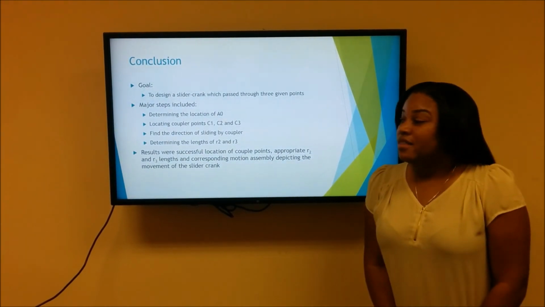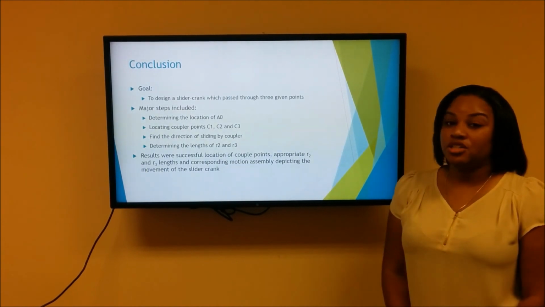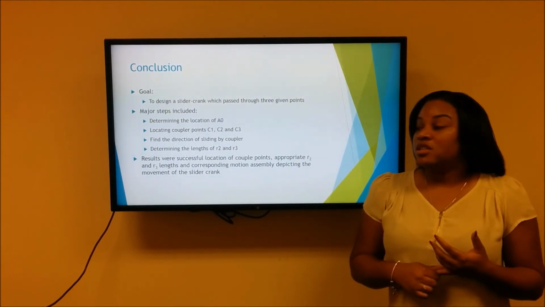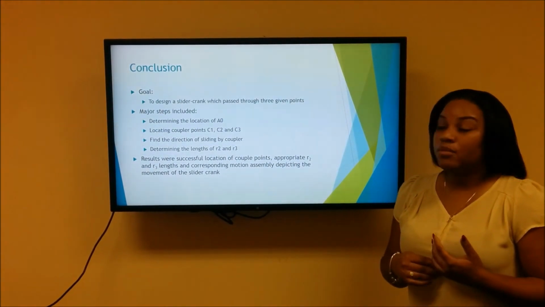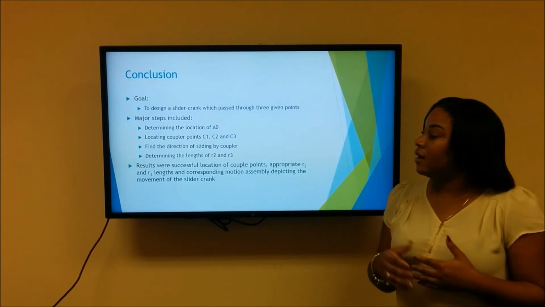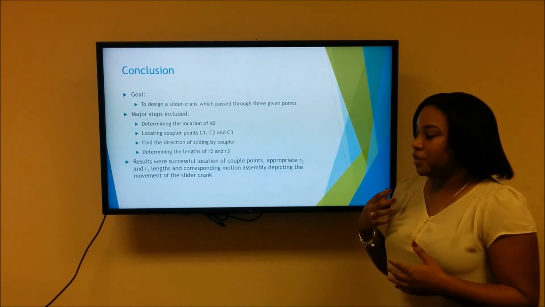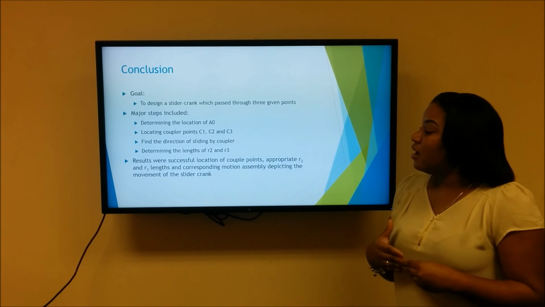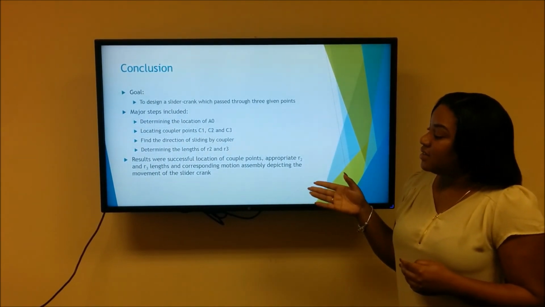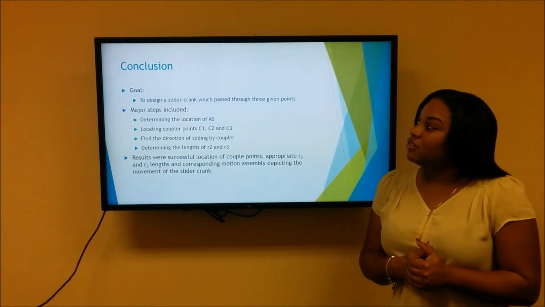And in conclusion, the goal was to design a slider crank which passed through 3 initial given points. The major steps included determining the location of A0, calculating coupler points C1, C2, and C3, finding the direction of the sliding coupler, and determining the lengths R2 and R3. Our results were we were able to successfully complete a SolidWorks analysis and assembly of our slider crank.